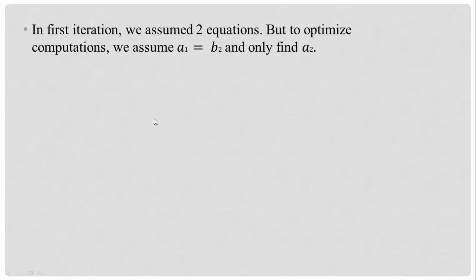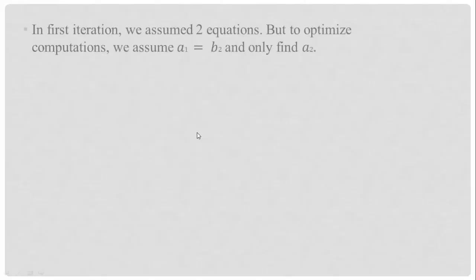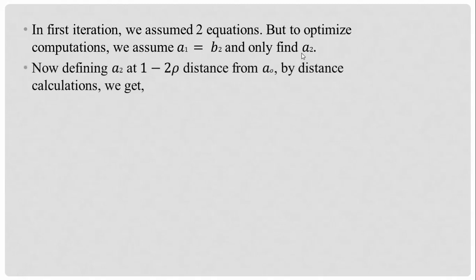So in the first iteration, we assume two equations, right? For a1 and also for b1, we assume two equations. But to optimize these calculations, we'll assume the new point b2 as a1, the old point. So we now have to calculate only a2, reducing the calculations. Now a2, when compared to a0, will be at a distance of 1 minus 2 rho from a0. So we will get such equations from the distance calculation.